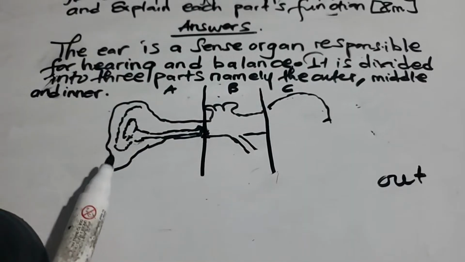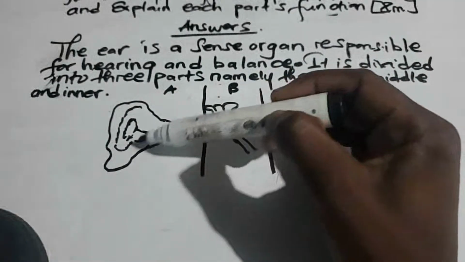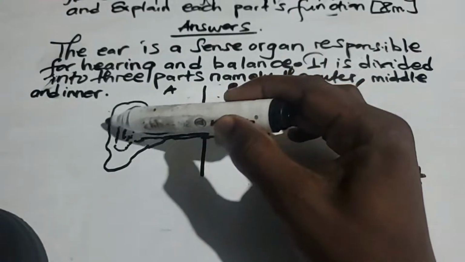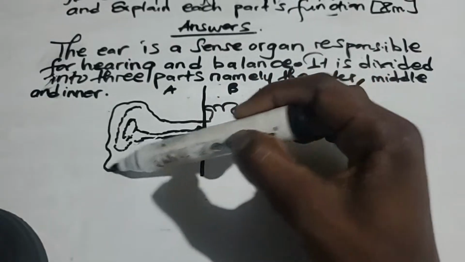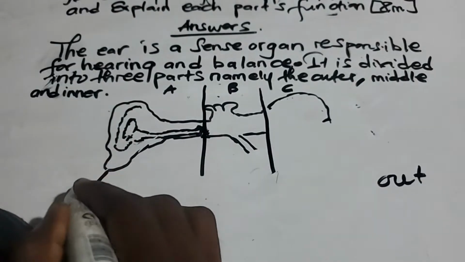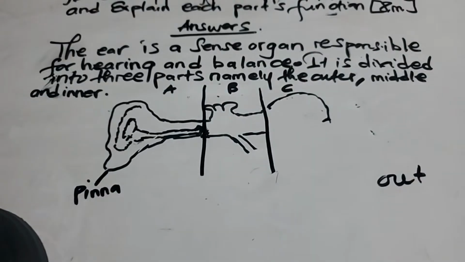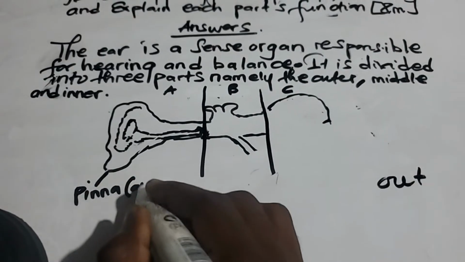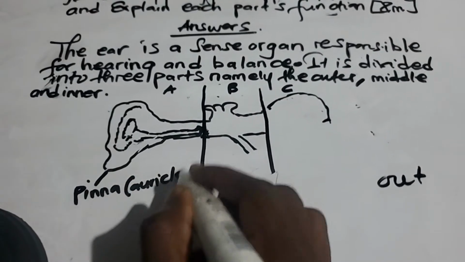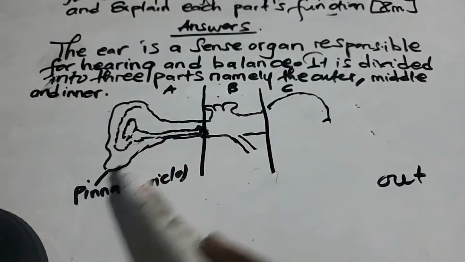It has 3 parts. So if you check, this is the part that we all touch, the visible part of the ear. This visible part of the ear is called the pinna. Others can also refer to it as the auricle. So this is called the pinna, or you can call it the auricle. This visible part of the ear is called the pinna.